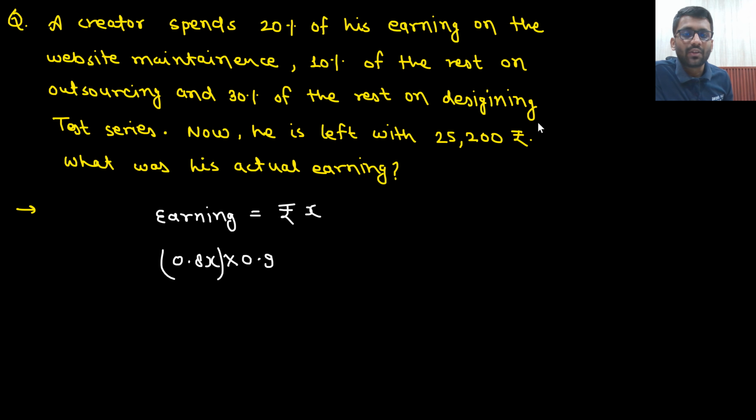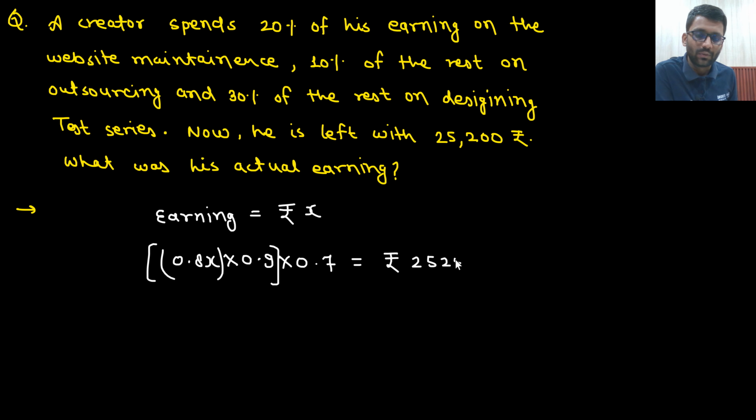Now 30% of the rest on designing test series. So 30% of the rest is going into the test series part. So he is left with 70% of this one. 30% is gone. 70% of this one he is left with. Now he is left with this much of rupees, 25200. What was his initial earning?